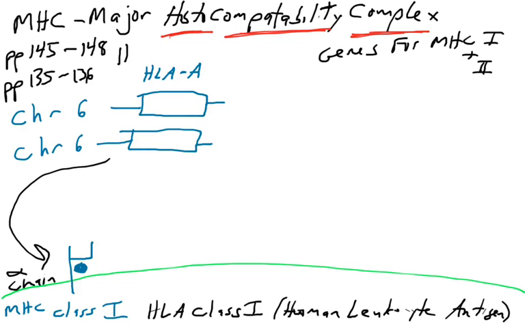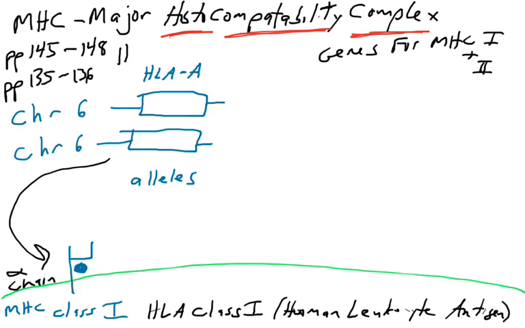That other chain is the beta-2 microglobulin that's encoded by the beta-2 microglobulin gene, which we're not going to worry about. We're going to focus on the genes that encode for the alpha chain protein of the MHC class I, or now I'm going to say the HLA class I.